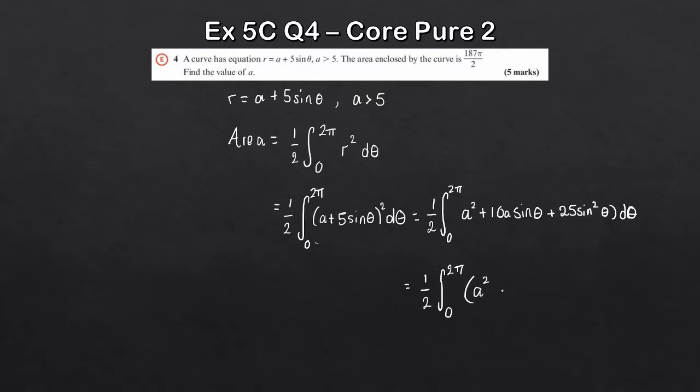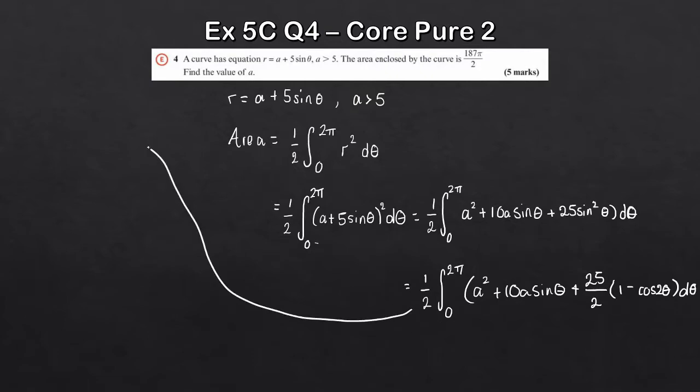So what I've got here is a squared, 10a sine theta, plus 25. Now obviously because this is 1 minus cos 2 theta, we need to pull the 2 out here at the beginning like this. We're dividing it by 2. This is 1 minus cos 2 theta d theta. And now this is a lot easier to integrate. So do it up here at the top.